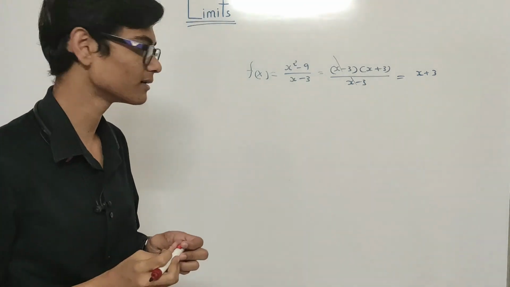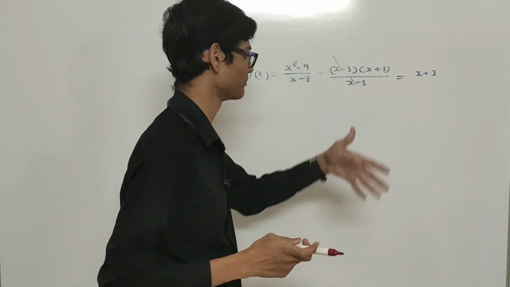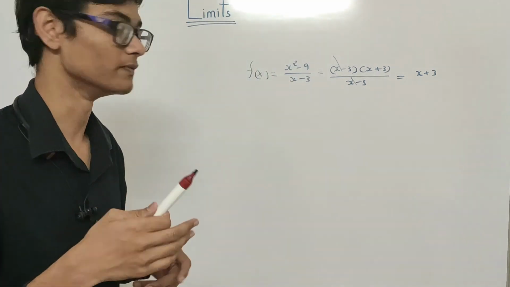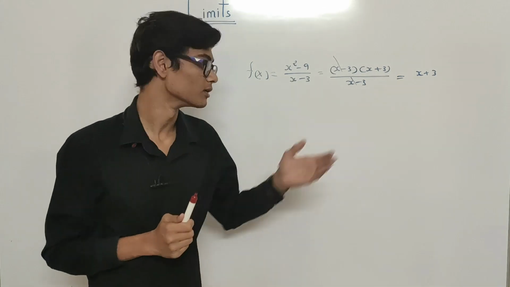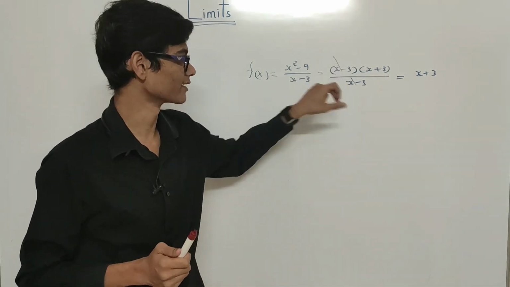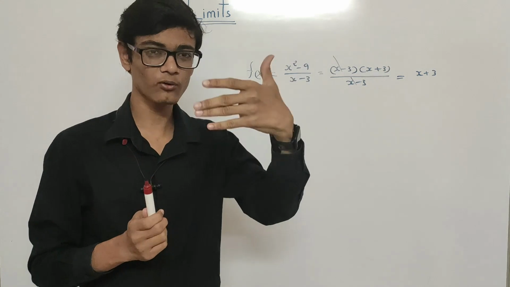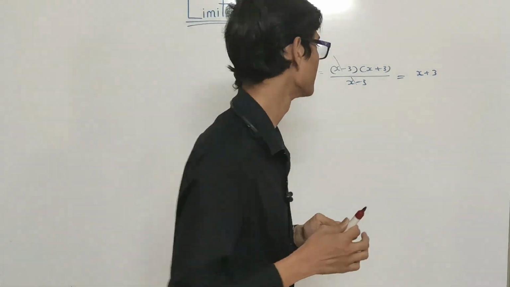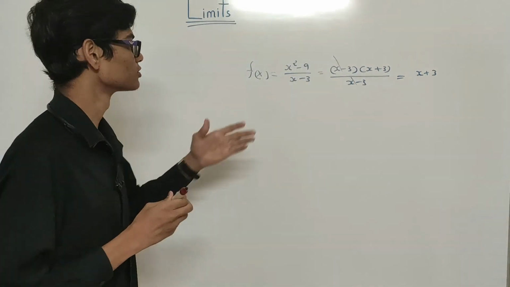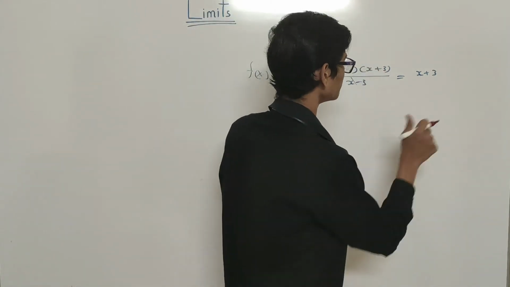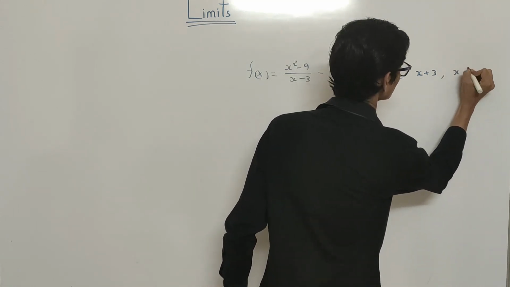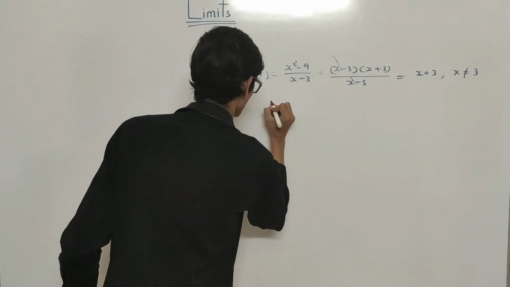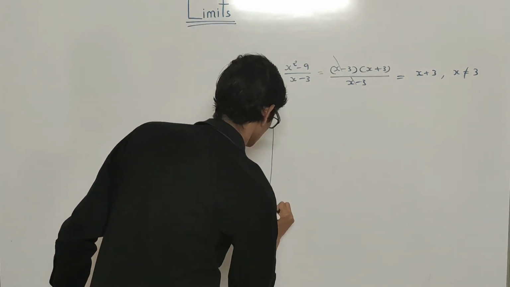But the thing is, we can't just divide x minus 3 by x minus 3. Whenever x minus 3 is equal to 0, which means whenever x equal to 3, this will become 0 over 0. So we cannot divide 0 by 0. Why we cannot divide? We will talk about that later, maybe in the next video. So now we have to put a condition: x is not equal to 3.